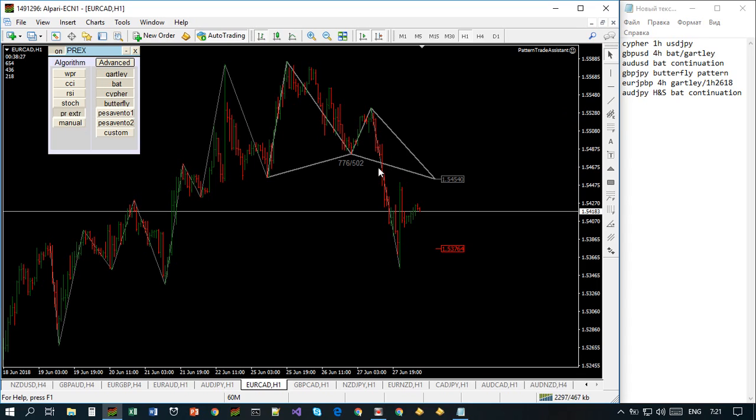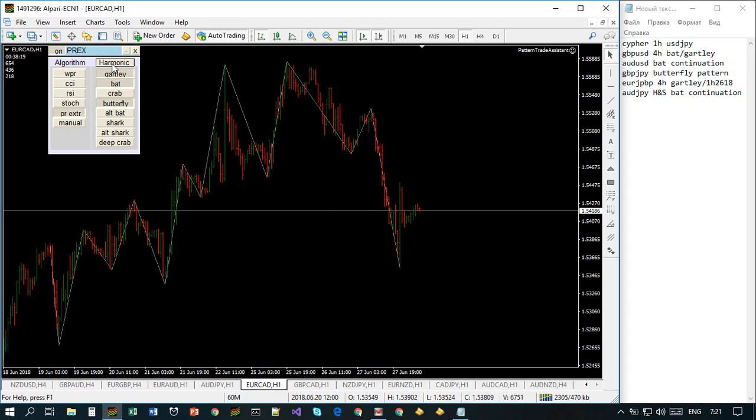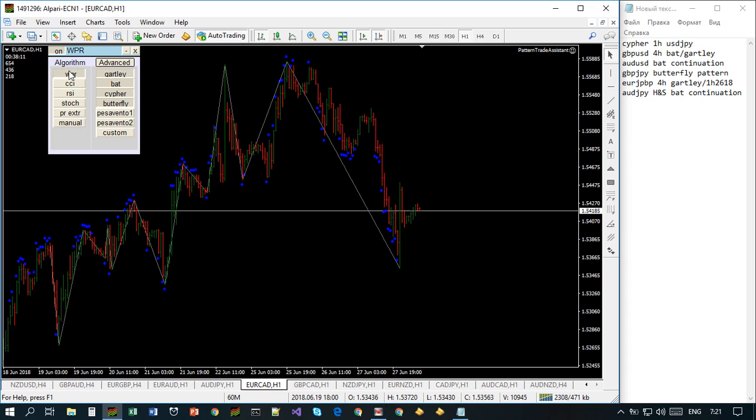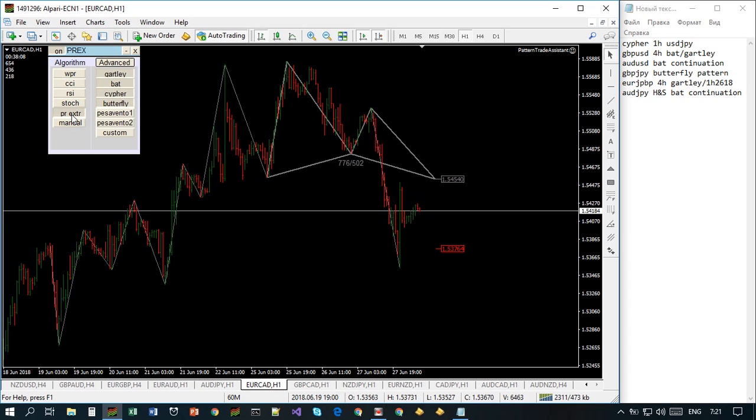Same situation here, broken the butterfly pattern. Nowadays a good opportunity to sell. Let's go harmonic, and it says nothing. Was this butterfly formation obvious? Well, it was not very obvious. Okay, stay away from this.